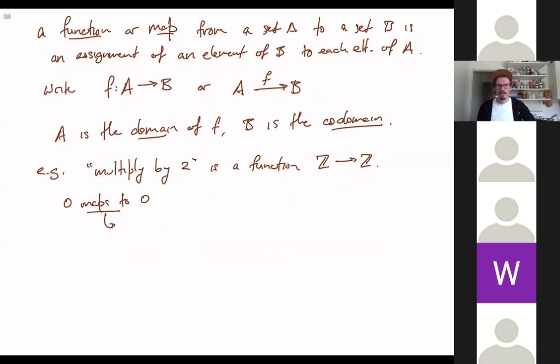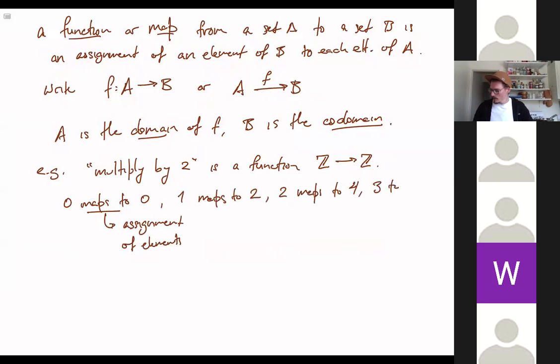I mean, this is the assignment of elements. When I say maps to, I'm telling you which element is assigned to that thing. 1 maps to 2, because when you multiply by 2, that's what you get. 2 maps to 4, 3 maps to 6, and so on. So for each integer, I'm assigning another integer, which is 2 times it.